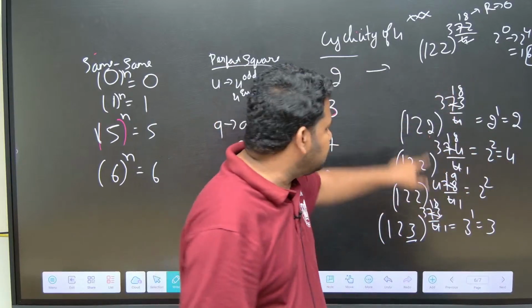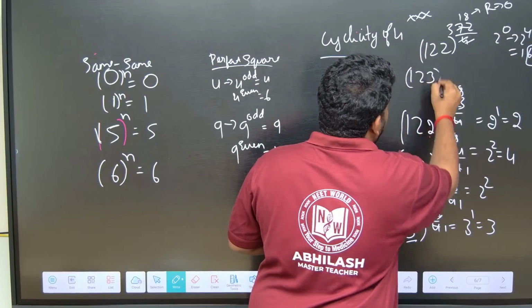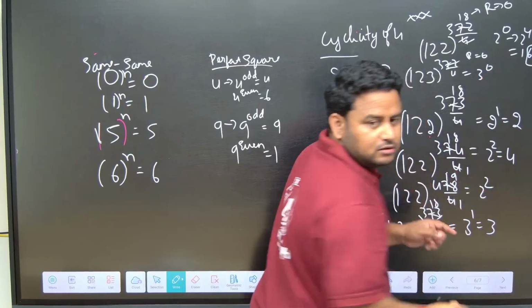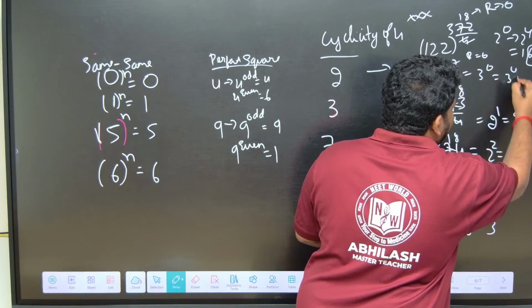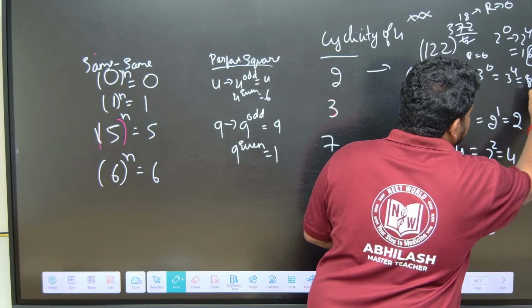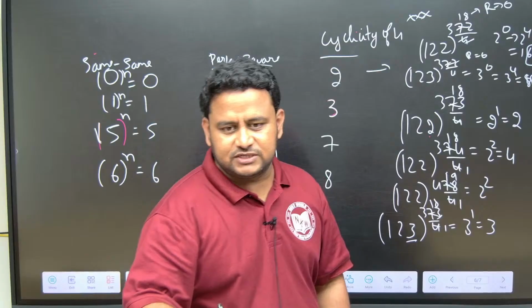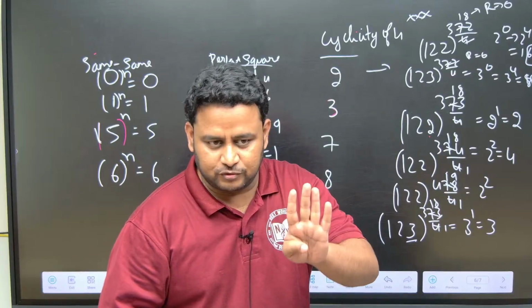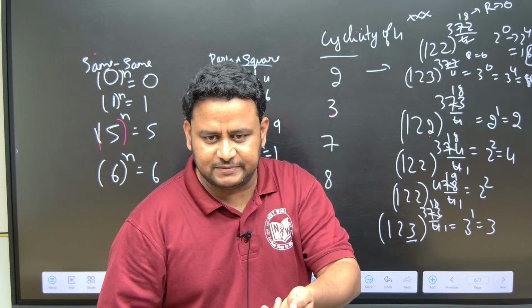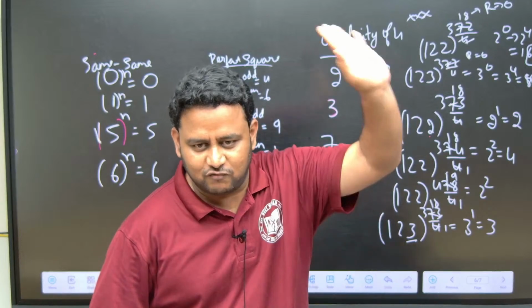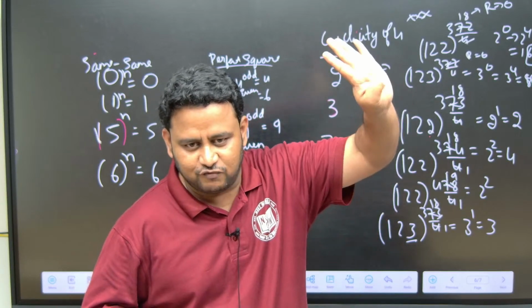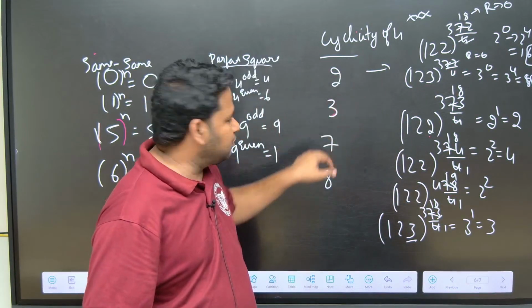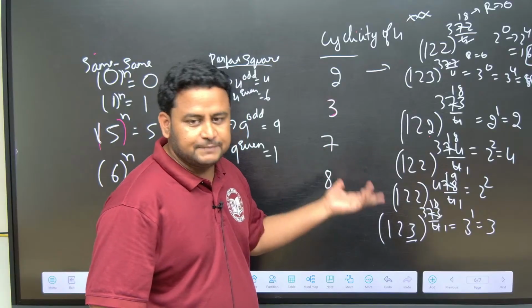Whenever remainder 0 comes, here also suppose I write 123 to the power of 372. If I divide, I will get remainder 0. So should I write 3 to the power of 0? No. I should take it as 3 to the power of 4. 3 to the power of 4 is 81, unit digit is 1. Whenever remainder comes 0, don't take any digit to the power of 0. Please take it to the power of 4. Remainder 0, power 4. That's all. So if you take the power 4, you will get 2 to the power of 4 or 3 to the power of 4 or 7 to the power of 4 or 8 to the power of 4, depending on your unit digit.